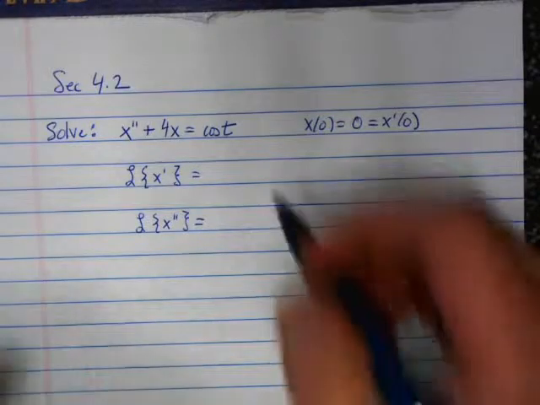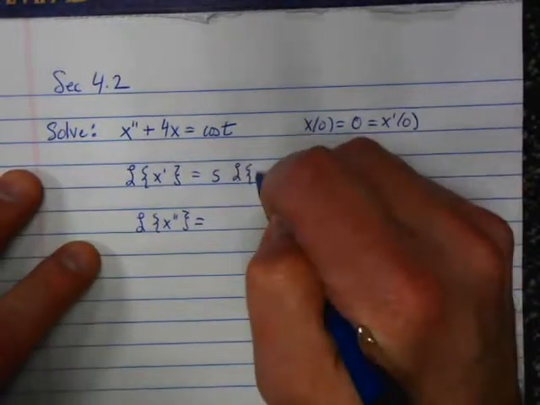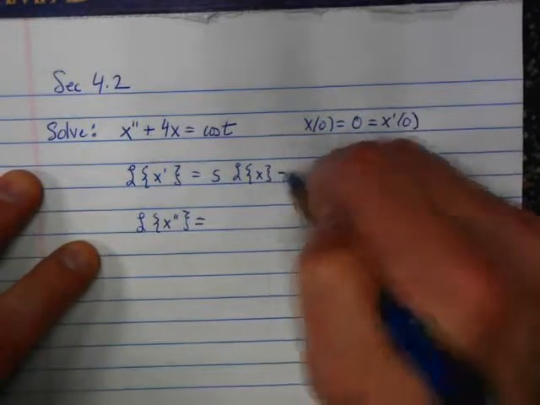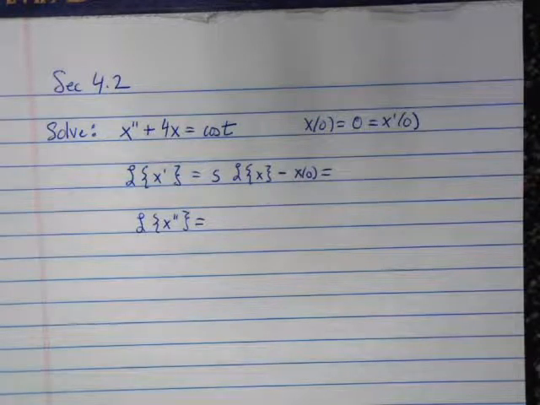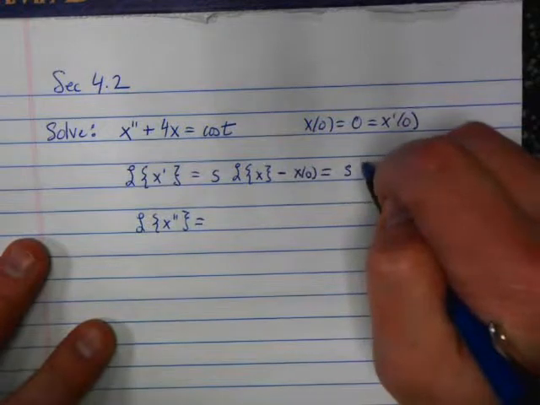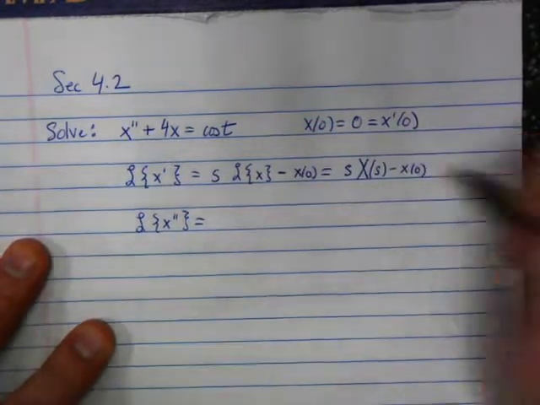It's equal to the integral from 0 to infinity of the derivative times e to the negative st, which we integrated by parts, and we learned that that turned out to be s times the Laplace transform of x minus x at 0, which we wrote as s times capital X minus x at 0.